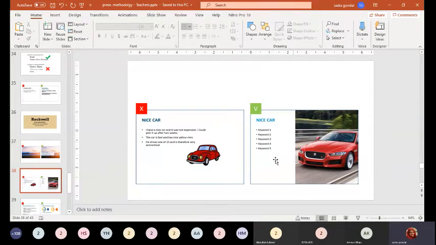Slide not visible. How can this be possible? Are my slides visible, Amar? Yes, ma'am, visible. Roll number 25, visible. I don't understand why you're saying that.